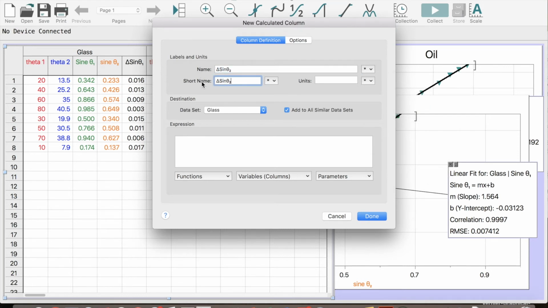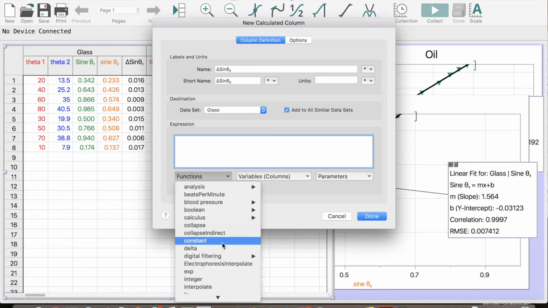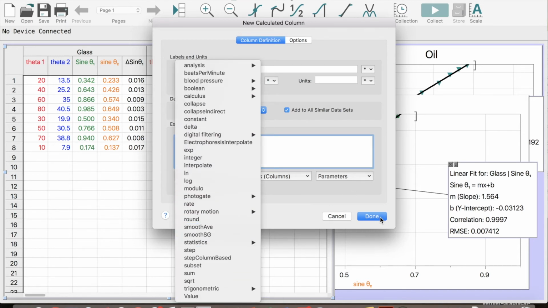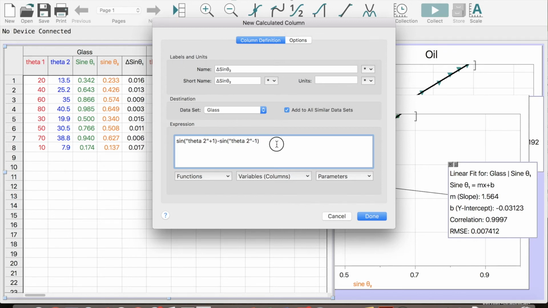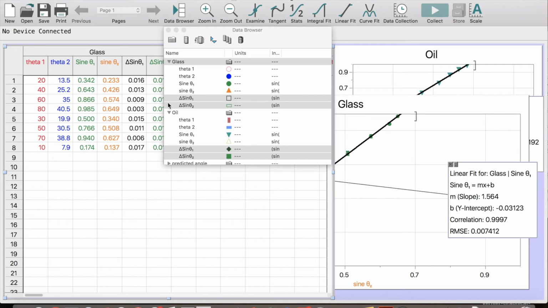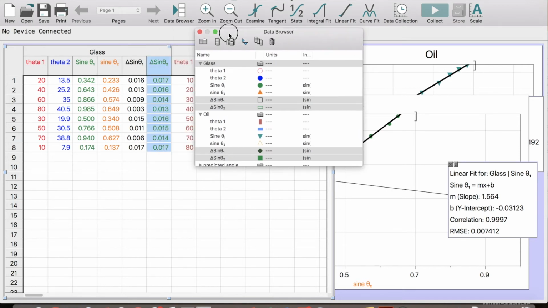I do want to walk you through the whole thing, so just bear with me while I set this up. We'll just type it in, no big deal. Sine of, now we're going to do theta 2 plus 1. Repeat that same thing, but now we're going to subtract. And then divide that whole thing by 2. Okay, so we should also see a new column show up right here.